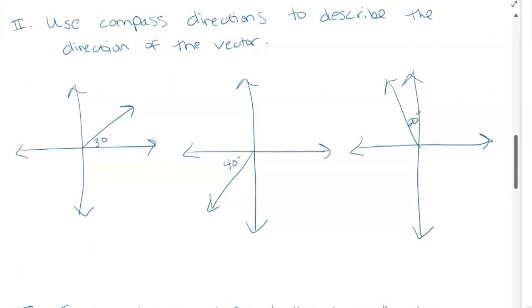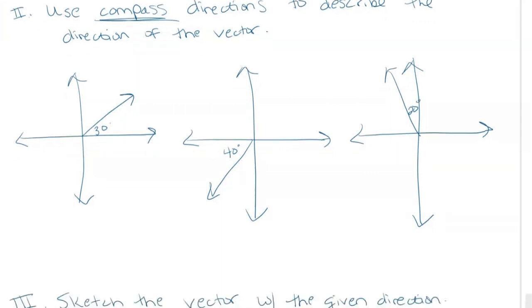Okay, so you're going to be able to find the ordered pairs of vectors, and then it's going to ask you to use what we call compass directions to describe the direction of a vector. All right, these can be very confusing for students. So it's important that we orient ourselves with respect to the axes. Otherwise, you're going to screw up your directions.